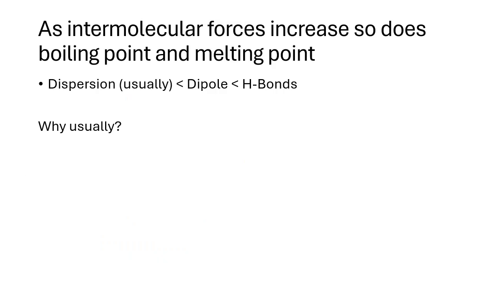This slide is somewhat redundant. I copy pasted some slides from last year because I thought last year's lesson went really well, so it's sort of redundant. But as intermolecular forces increase, so do boiling point and melting point. Dispersion is usually less than dipole, usually less than hydrogen bond. But why usually? That's something that we talked about quite a bit, and I'm just going to show you an example.